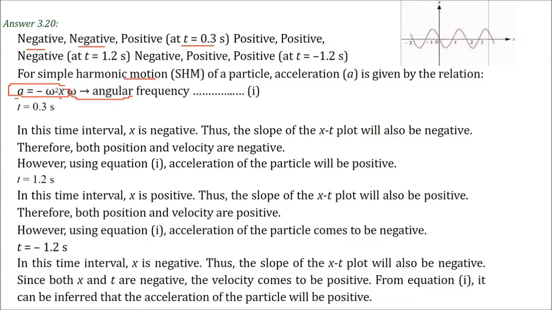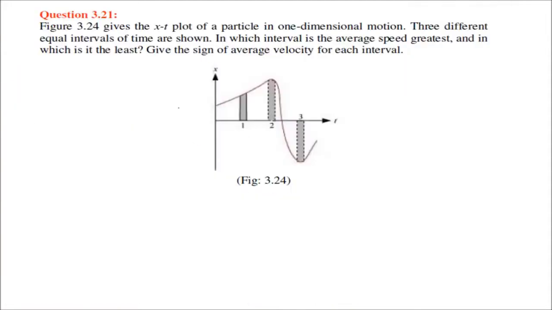The position and velocity are quite easy to find out from the x-t graph. In the second interval, t equal to 1.2 second, the position and velocity both are positive. But if you put the value in the acceleration formula, you get a negative value. In the third one, t equal to minus 1.2, x is negative now. And the slope of this x-t graph gives the velocity, which is negative at this point. Both x and t are negative, the velocity becomes positive. And if you put the values here, it can be found that the acceleration of the particle will be positive.